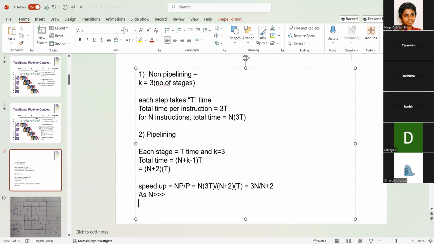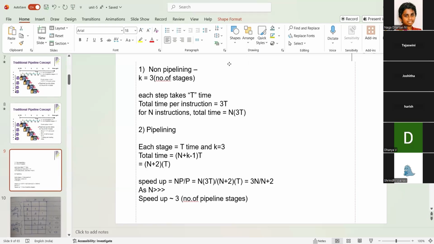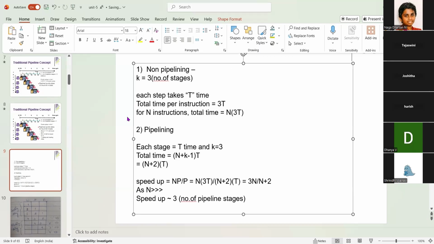So the total speed up will become almost equal to 3. What is 3 here? That is our number of pipeline stages. This is why we say the speed up should be proportional to the number of pipeline stages. Is this part clear? It might sound confusing, I don't know.